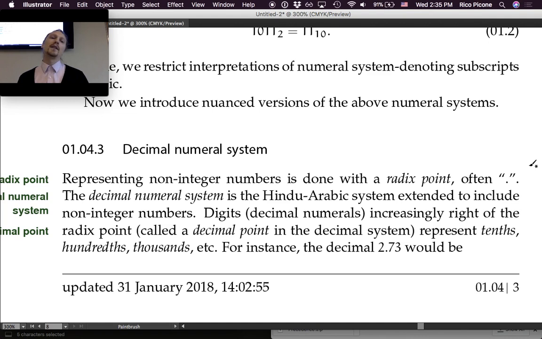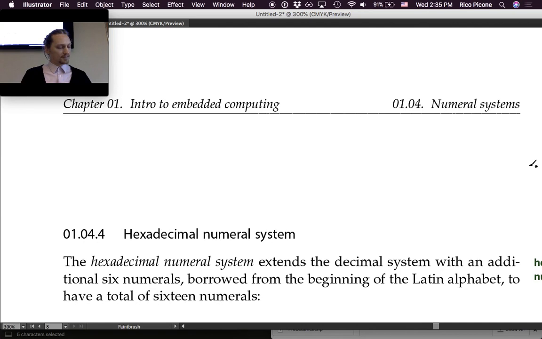For instance, the decimal 2.73 would be 2 times 10 to the 0, because it's in the ones place, plus 7 times 10 to the negative 1, because it's in the tenths place, plus 3 times 10 to the minus 2, because it's in the hundredths place.